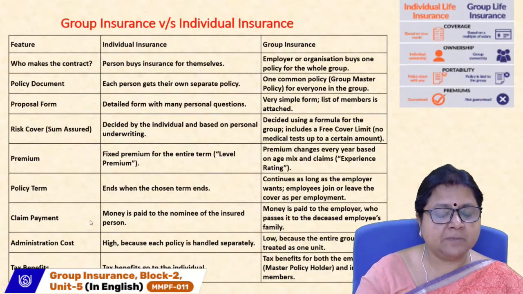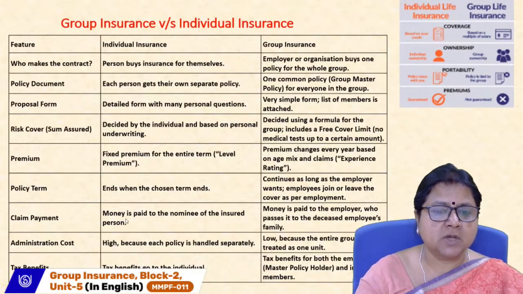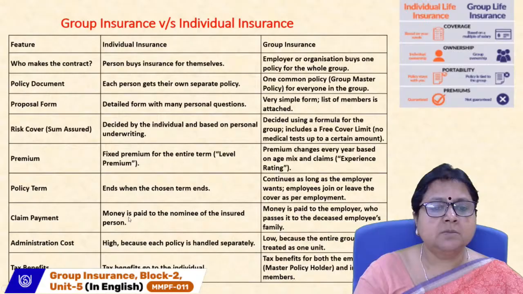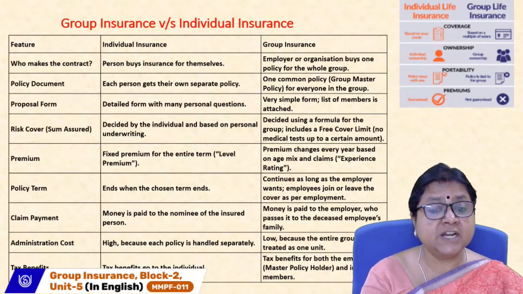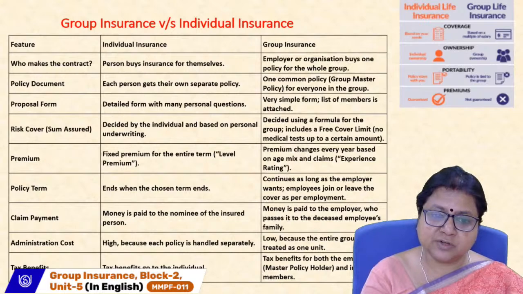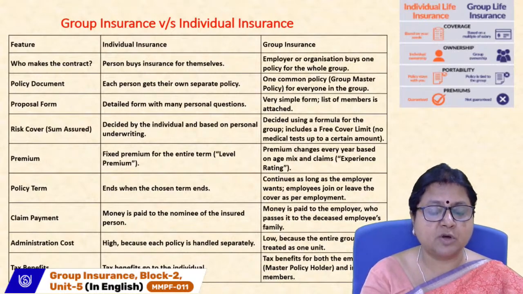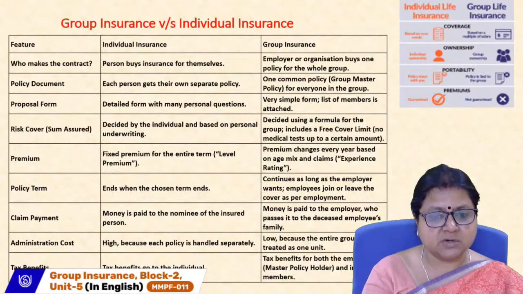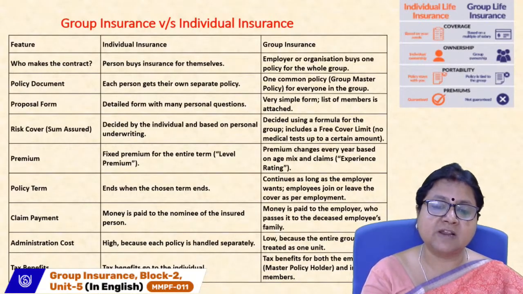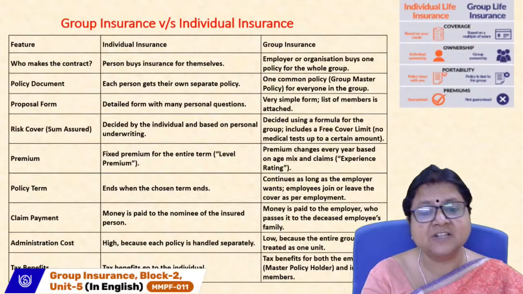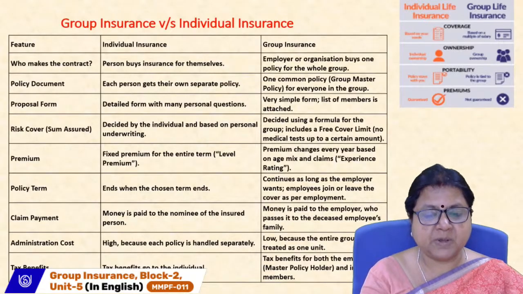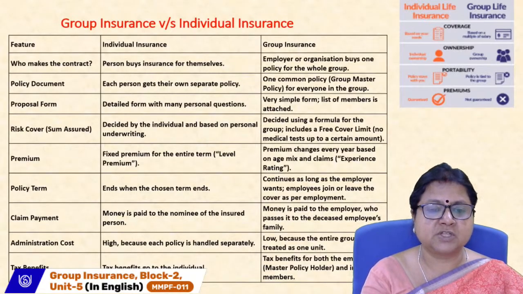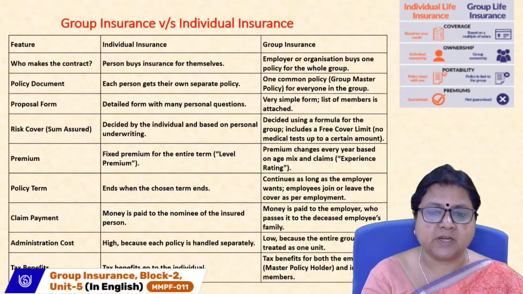Now, if we talk about claim payment in case of individual insurance, money is paid to the nominee of the insured person. In case of claim payment, the insured person is the individual. So if you remember, we have already discussed the nominee. The person who is the policy holder has to declare his nominee while filling up the form or at a later stage when he feels that he should add a nominee. So in case of the death of the policy holder, the money will be paid to the nominee.